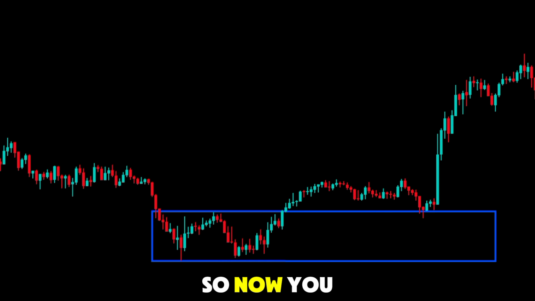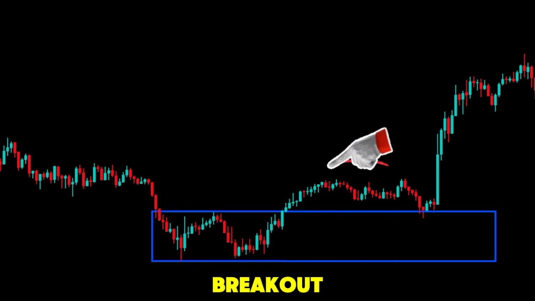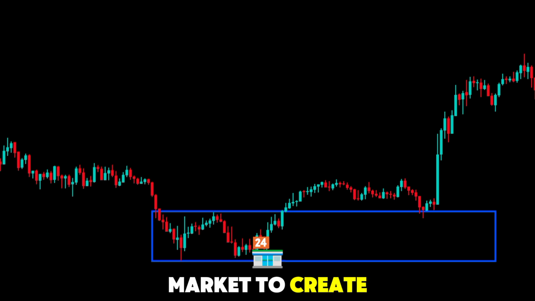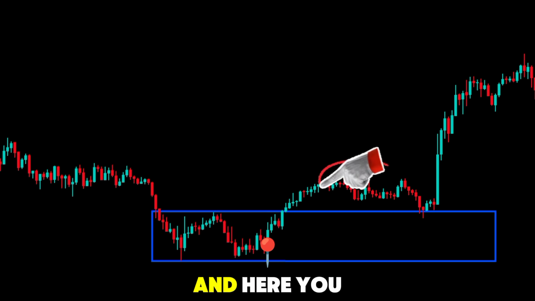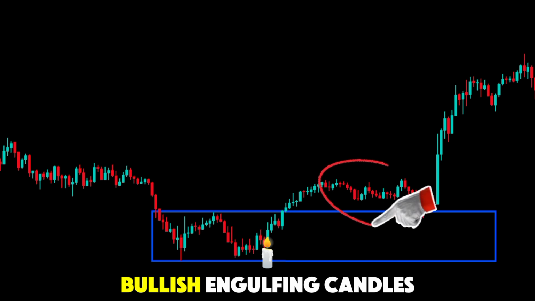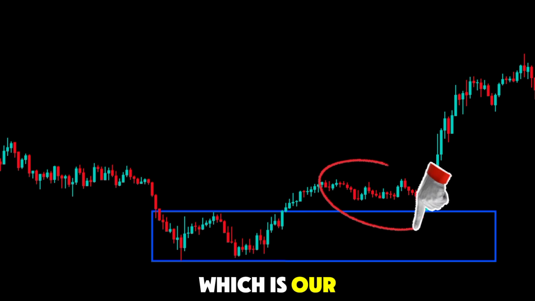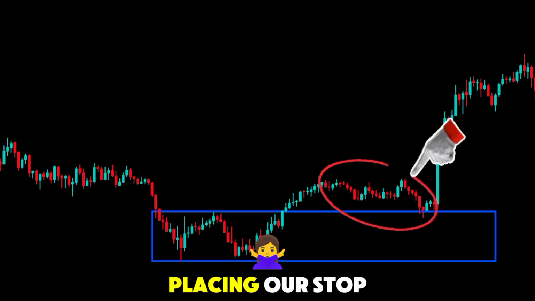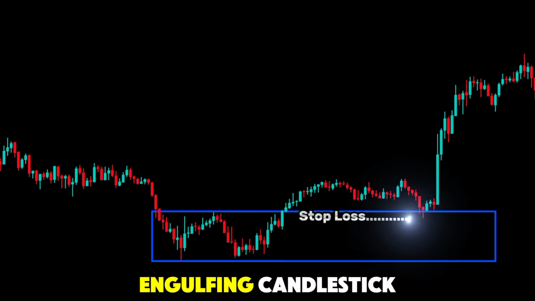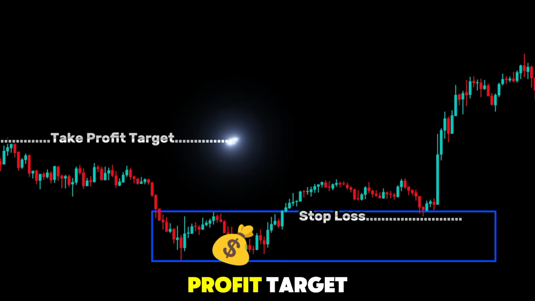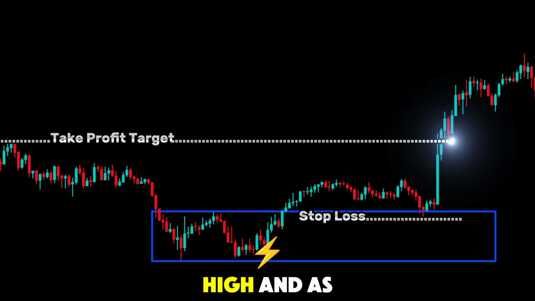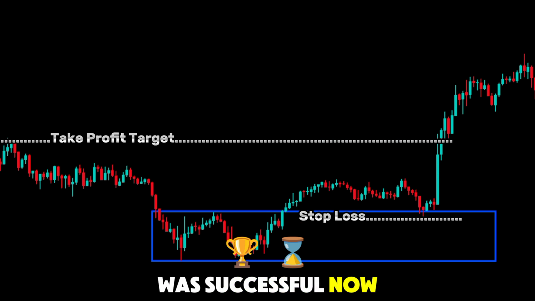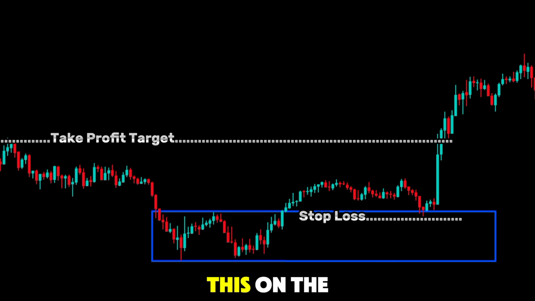So now, you wait for the retracement of the breakout. And when that has happened, you allow the market to create a target entry candle. And here you can see that we have a bullish engulfing candle, which is our target entry candle. So from here we can take our trade, placing our stop loss below the engulfing candlestick and our take profit target at the next high. And as you can see here, our trade was successful. Now let me show you another example of this on the chart.